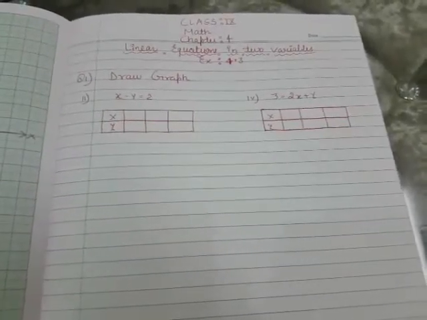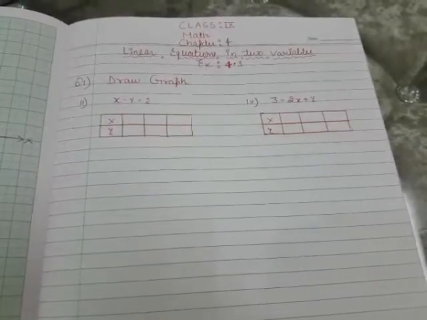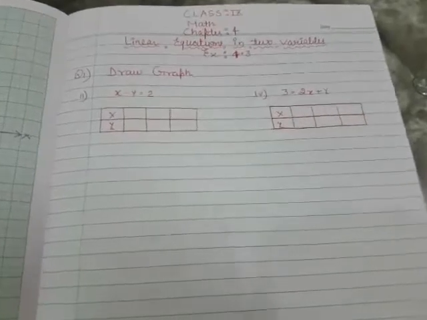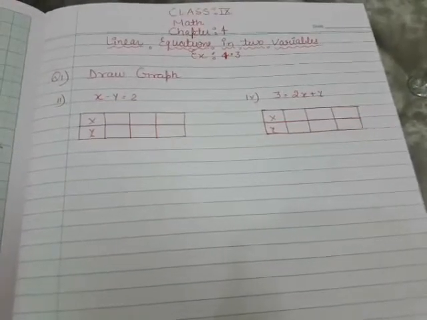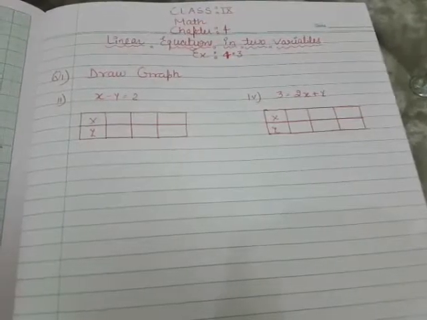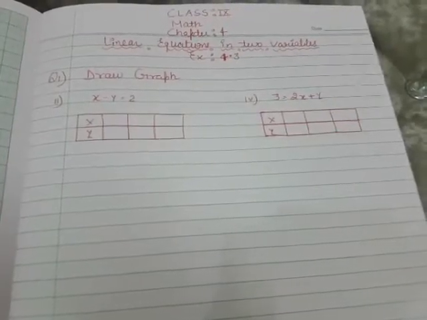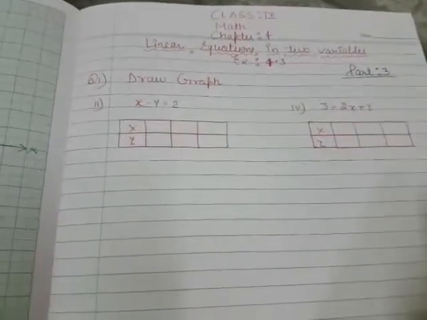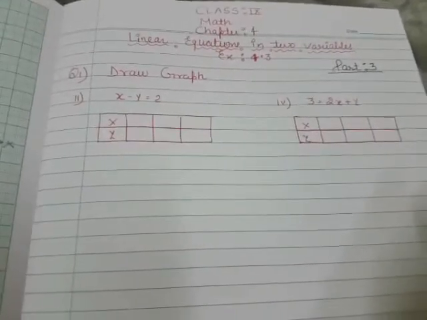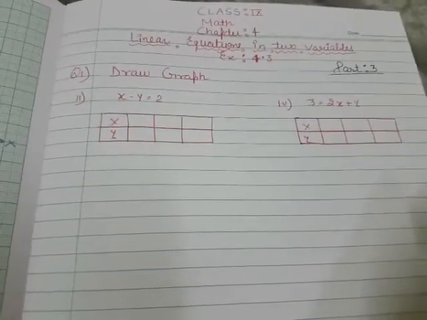This video is for class 9 math chapter 4, linear equations in two variables, exercise 4.3. In this video, students, we will study the graph, how to draw the graph of a linear equation in two variables. So let's start, students. For this I have taken question number 1 of NCERT exercise 4.3.